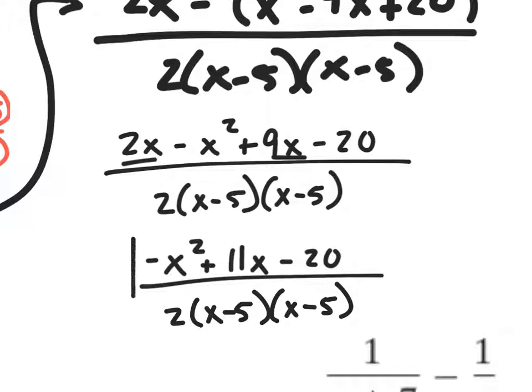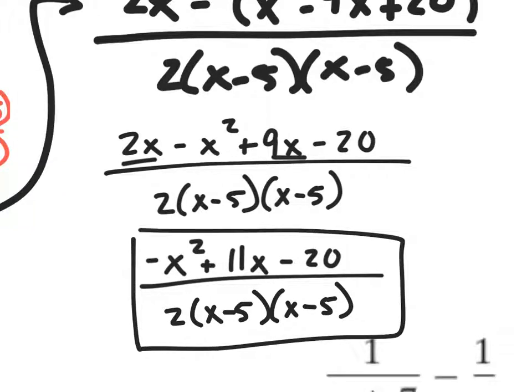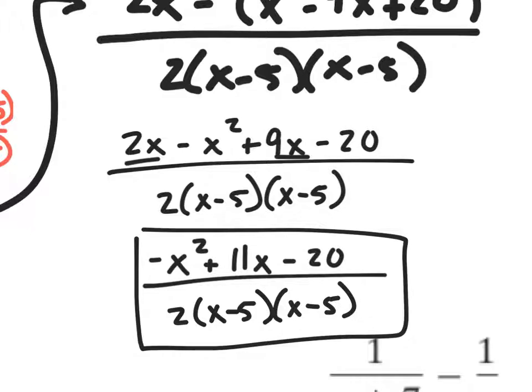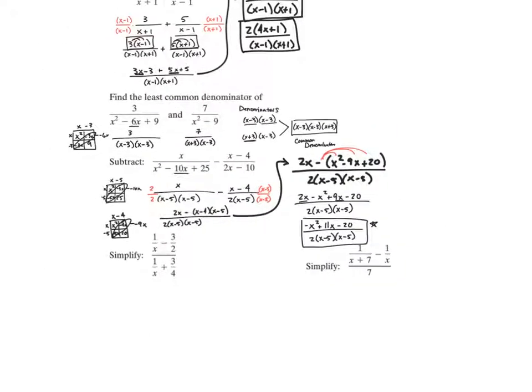This would be reasonable, but it's not completely simplified. After taking a second look, this is simplified, and this is our answer. I don't think we can factor the numerator. Perhaps we can, but this would be just fine to leave it like that. So, yeah, not too terrible.